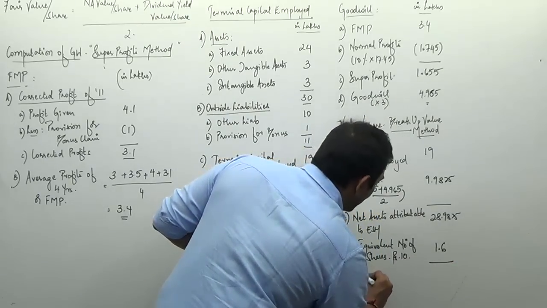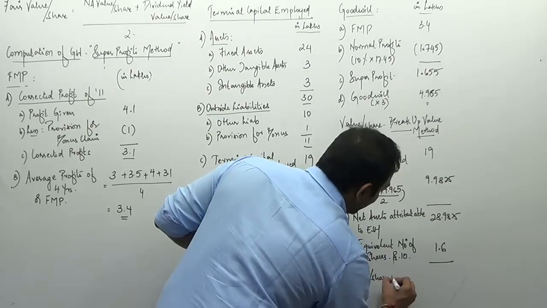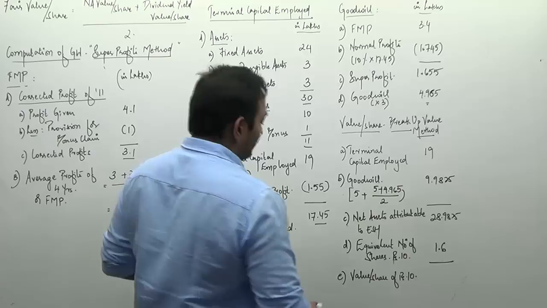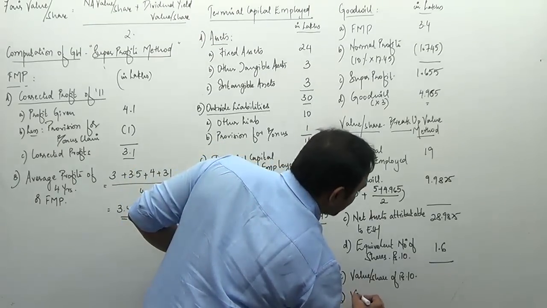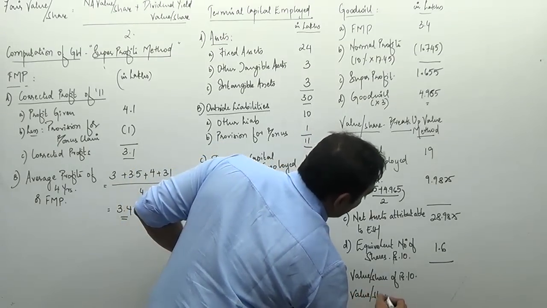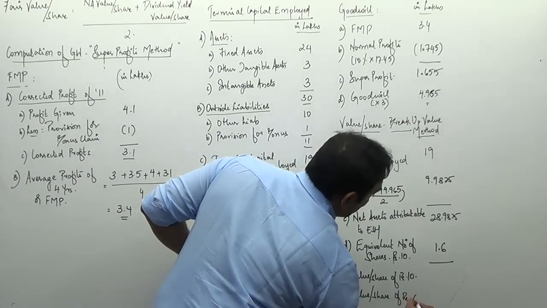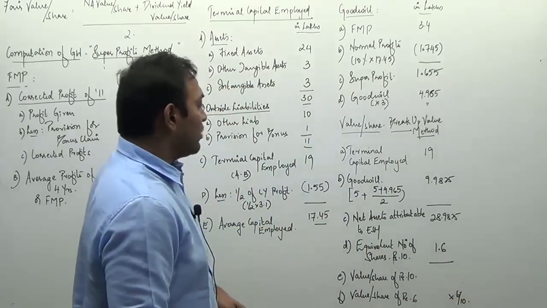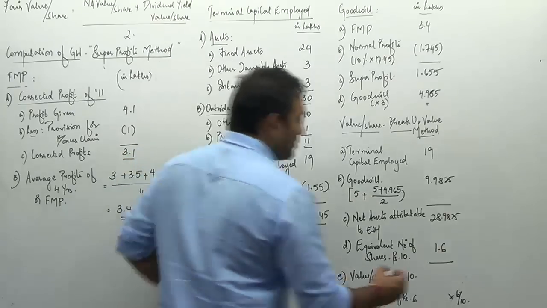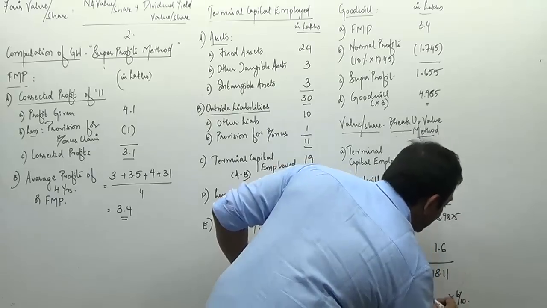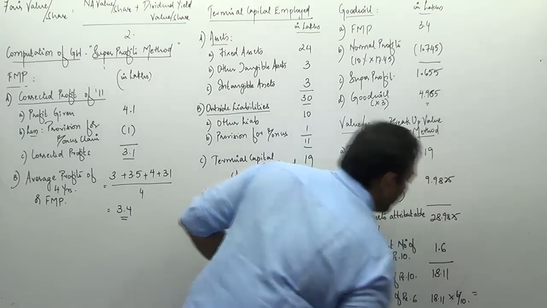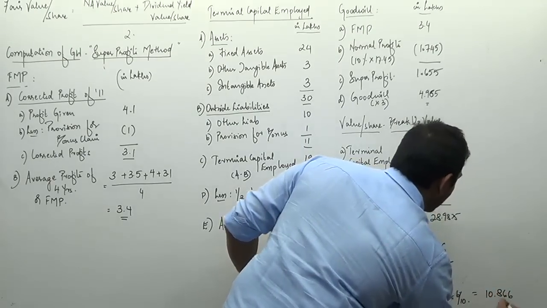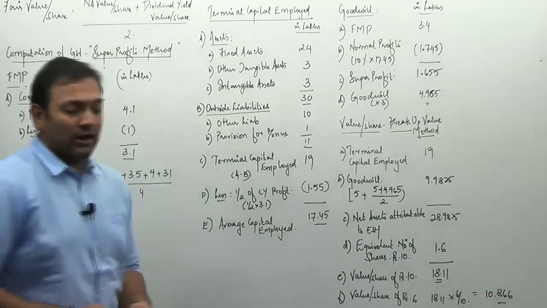Then we get value per share of rupees 10. How much? You can calculate value per share of rupees 6 from this. Rupees 6, what do you do? Into 6 by 10. Calculate. What is value per share of rupees 10? 18.11. This 18.11 into 6 by 10 will give you a value of 10.866. This is net assets value or breakup value per share.